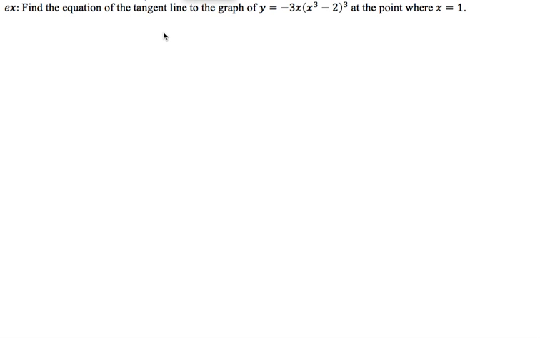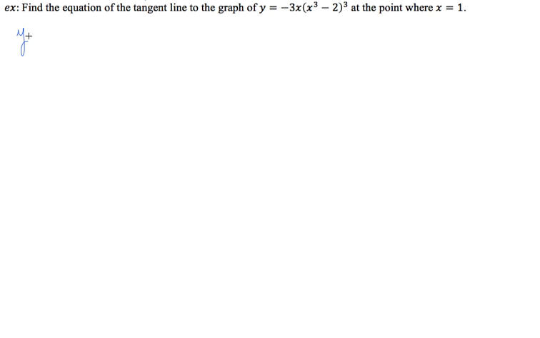Okay, so in this problem, we want to find the equation of the line tangent to the graph of y equals negative 3x times (x cubed minus 2) all cubed, at the point where x equals 1. Okay, so we're going to need the derivative to find the slope of that tangent line, and then at the end we'll find the equation of the tangent line.